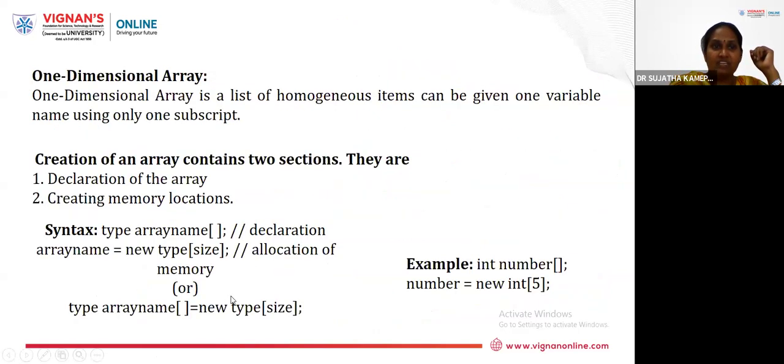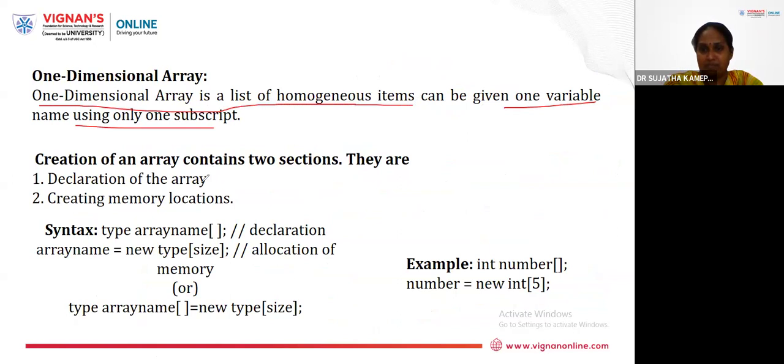Next. Here we may have one-dimensional arrays or multi-dimensional arrays. Let us say one-dimensional array. What is a one-dimensional array? A one-dimensional array is a list of homogeneous items that can be given one variable name using only one subscript. So if one variable is given only one subscript value, then it is called a one-dimensional array. It is a list of homogeneous items.